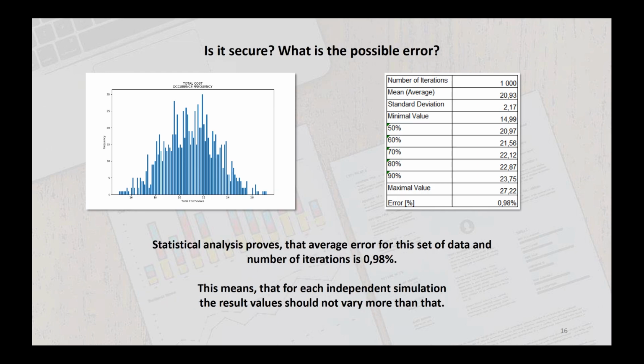In the table below, we have a position called error. Not going too much into statistical details, it can be proved that repeating our simulation one time after another, our results will not differ by more than 1% from what we have here.